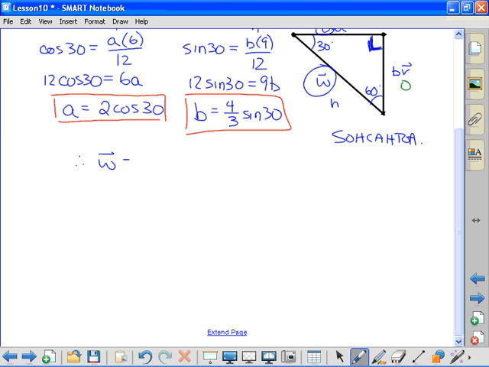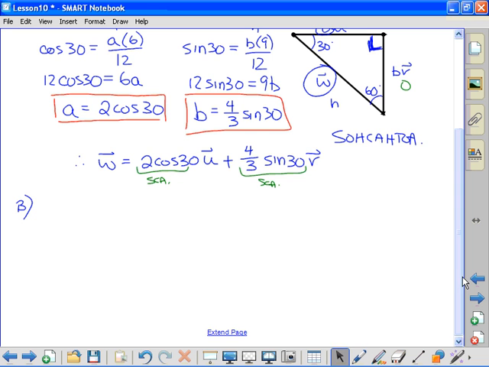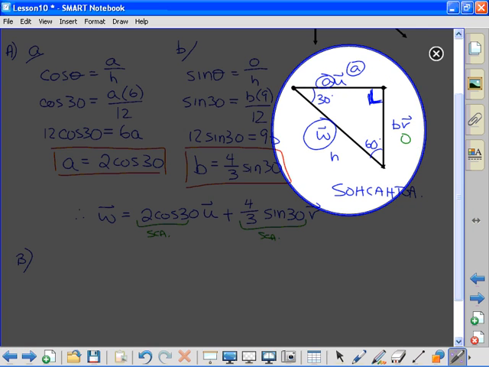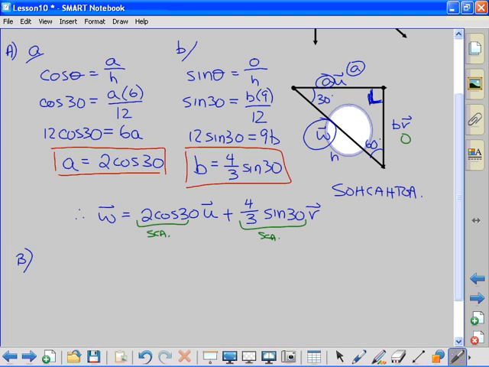vector w is equal to 2 cos 30 multiplied by the u vector plus 4/3 sine 30 multiplied by the v vector. So these are your scalar multipliers. They're just numbers. So your scalar multiplier tells you how big or short to make that u and v vector. So there's a part done. So the key here, once you rearrange the diagram, once you rearrange the vectors to form the triangle in question, you're going to just use SOHCAHTOA.